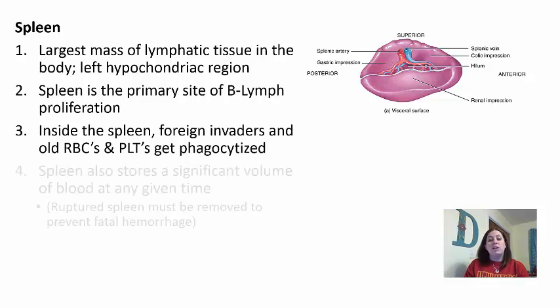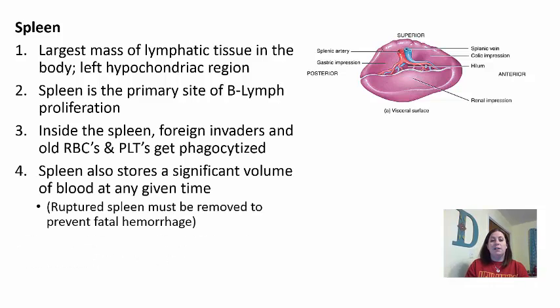Now, when we look at this, the spleen also stores a significant volume of blood at any given time. So a lot of blood is going to be located in the spleen at any given time. And so if your spleen gets a laceration or it ruptures, it needs to be removed quickly to prevent fatal hemorrhaging, because so much blood does come through here that if it's not taken care of quickly, it can be fatal due to the amount of blood loss that can happen.